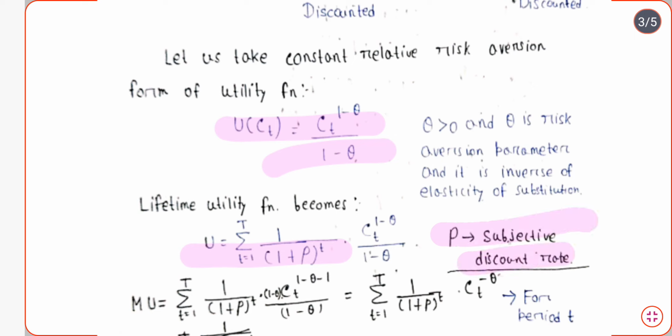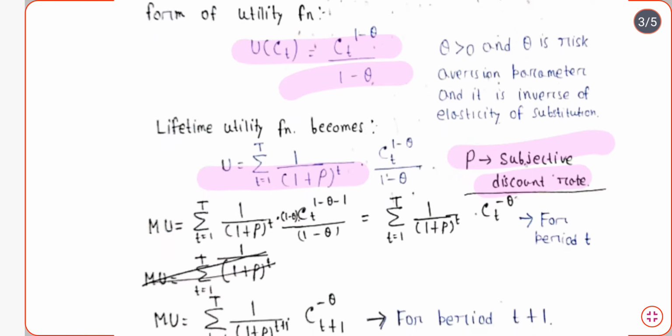Now for getting to the marginal utility we have to find u dash. So for getting to u dash we will differentiate it with respect to ct, and after differentiating it with respect to ct, we have obtained 1 by (1 + rho)^t times ct^(-theta). This is the entire derivation, and this derivative is very easy to understand.